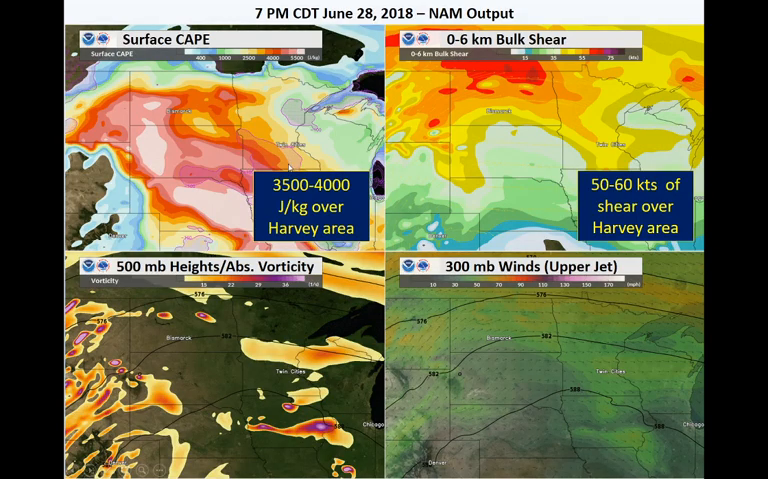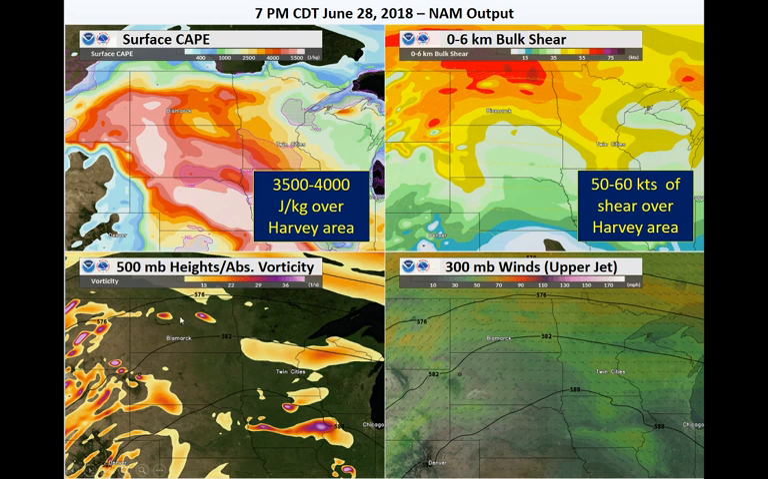And then if you look at the CAPE and shear on this day, you'll notice, wow, we have an impressive environment on this day. CAPE values around 4,000 joules per kilogram over the Harvey area, even higher than that further west. And more importantly, we have some really high shear values, 0 to 6 kilometer bulk shear values in the 50 to 60 knot range over the Harvey area, and even stronger than that a bit further to the north.